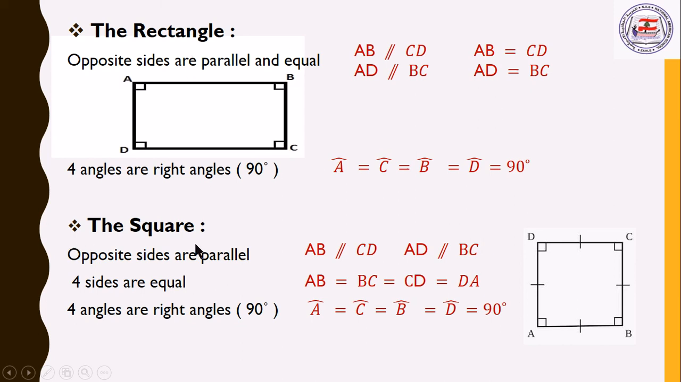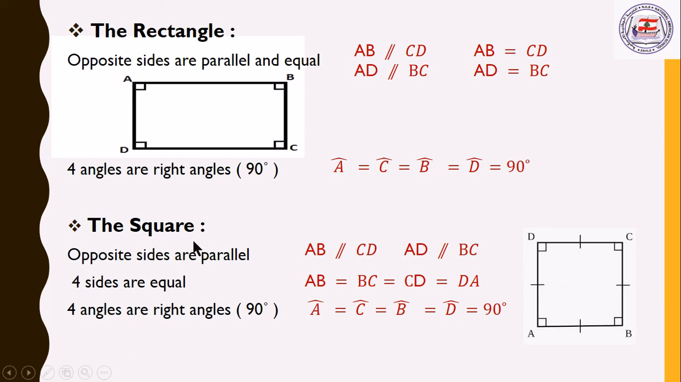The square. Opposite sides are parallel. AD is parallel to BC. DC is parallel to AB. All four sides are equal. AB is equal to BC, is equal to CD, is equal to DA. The four angles are right angles, 90 degrees. This means that the sides are perpendicular to each other.